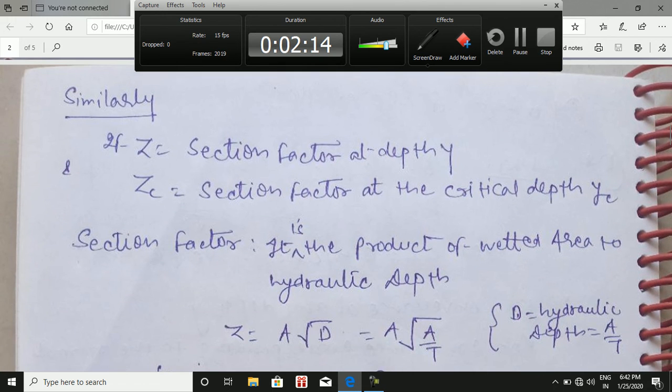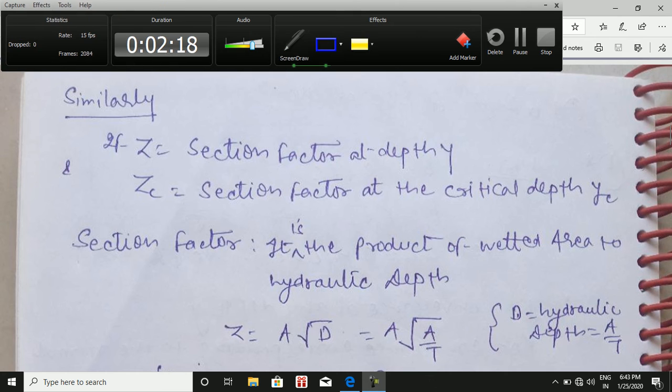Similarly, if Z is the section factor at depth Y, and ZC is the section factor at critical depth YC. First of all, we should know what the section factor is. It is the product of the area and the square root of hydraulic depth. So Z is equal to A under root D, where D is equal to A by T. So Z is equal to A under root A by T.